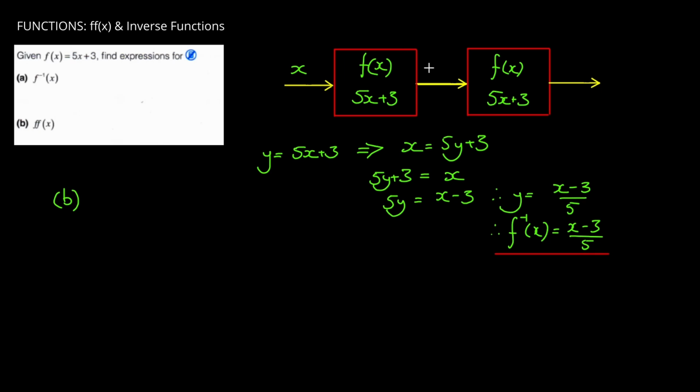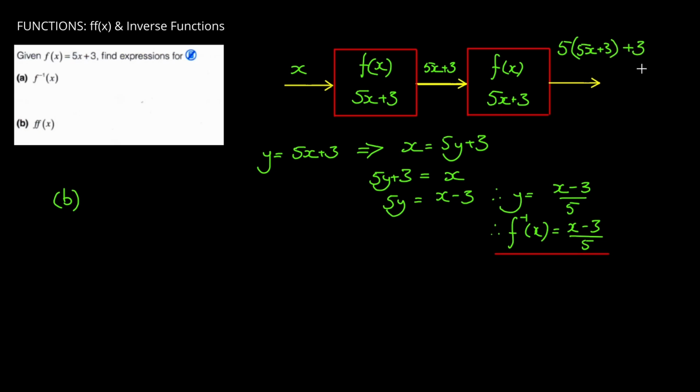Well, coming out of the first box, we're okay. This is going to be 5x + 3. That's always an easy first step. Now, the second box, which is another f box, is expecting x on its input. But it's not getting x, it's getting 5x + 3. So its output will be 5 times its input, which in this case is 5(5x + 3) + 3.